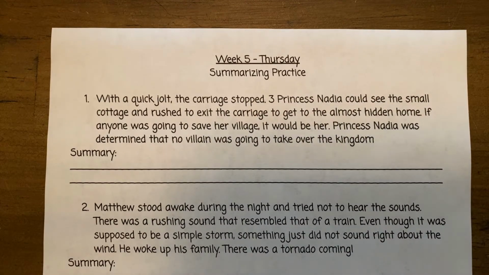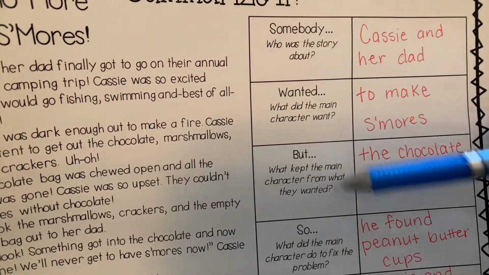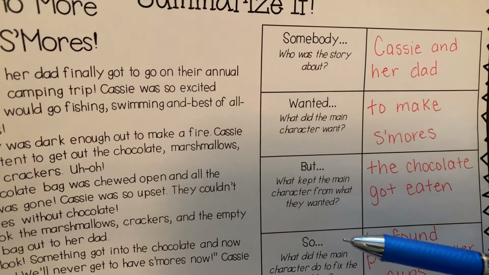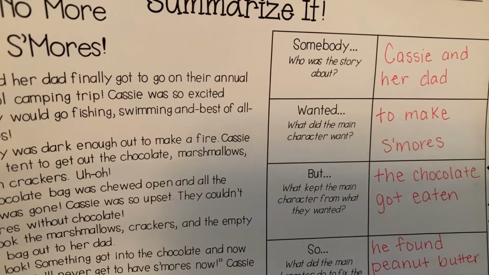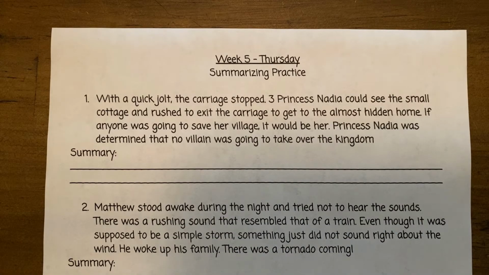Thursday language arts. So we are going to be summarizing 4 paragraphs. This is kind of like what we did yesterday, but instead of one long story, we have really 4 short stories. So I'm going to take my paper from yesterday. Remember the one about s'mores? And we're going to use this framework right here. We're going to pick out the somebody, what they wanted, what happened, how did they fix the problem, and how did the story end? Okay, we're going to use that framework to come up with our summary.